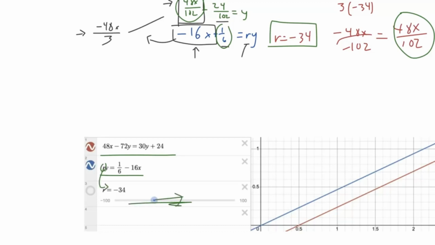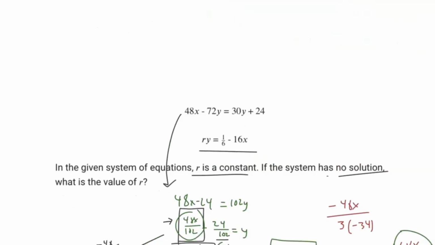Just drag this until those two lines are parallel, right? Until those two lines don't intersect, that is your value of R. That is the value of R that satisfies the equation when there is no solution.